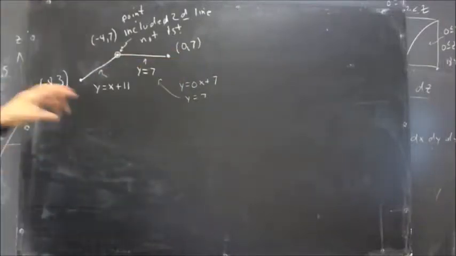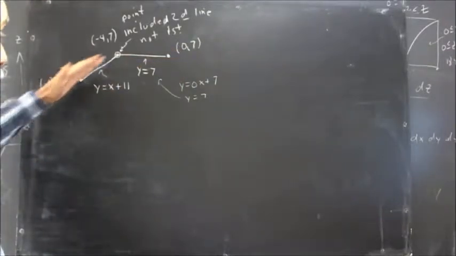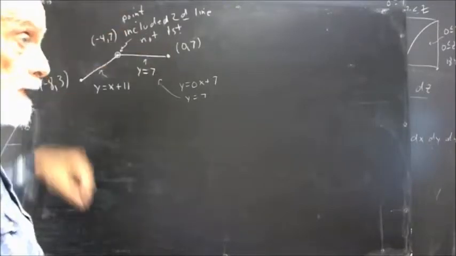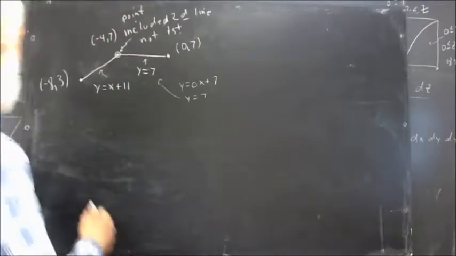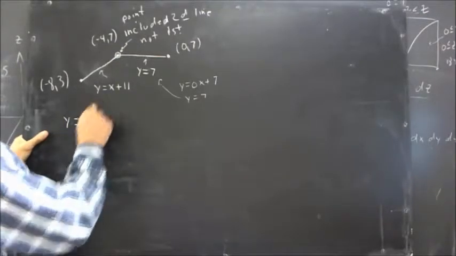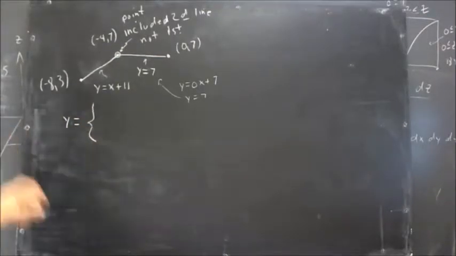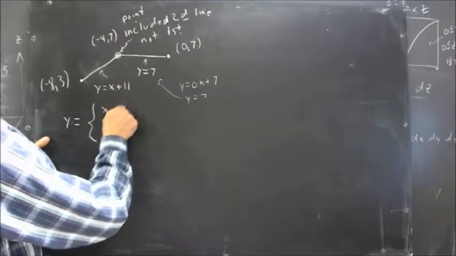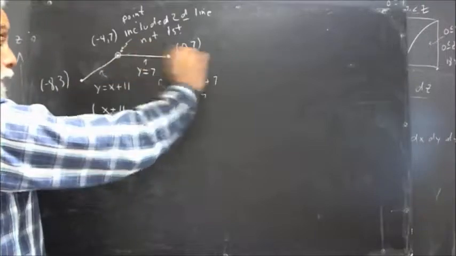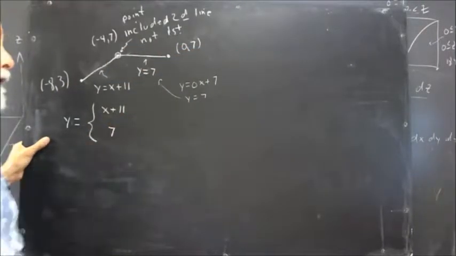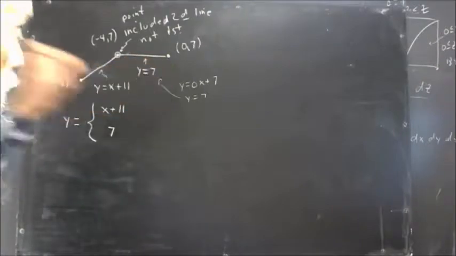Now, this equation only applies to this segment here, and this equation only applies to this segment. So how are we going to write the equation of that function? Well, we write it this way. Y equals, we have a split definition. Okay, y equals x plus 11 for part of the duration of this function, and y equals 7 for another part of the segment.